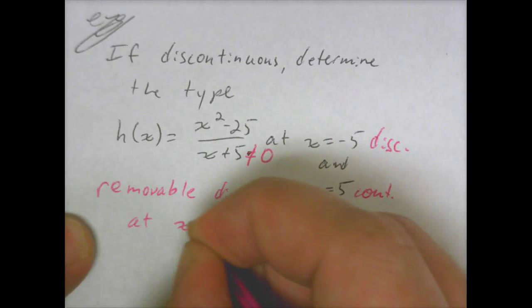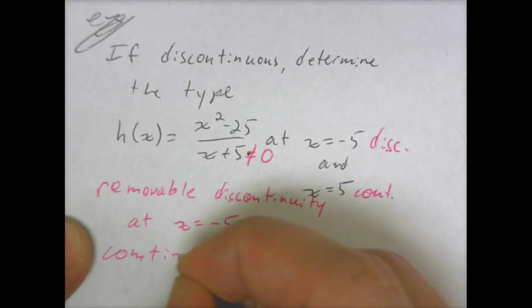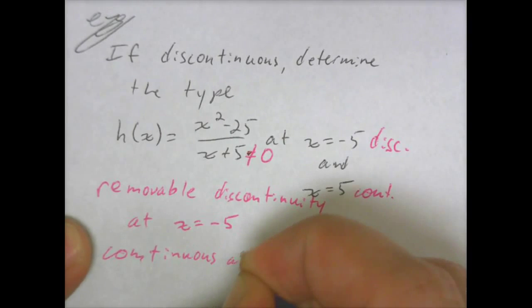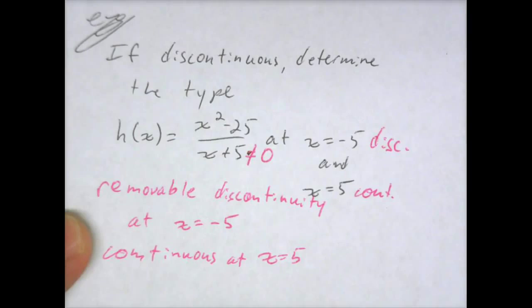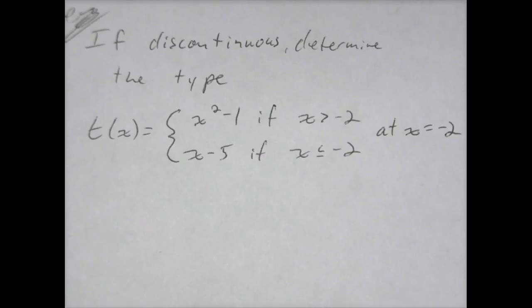At x equals -5, and this is continuous at x equals 5. And that's all we need to see. All right, this is the last example that we are going to look at for continuity tests.